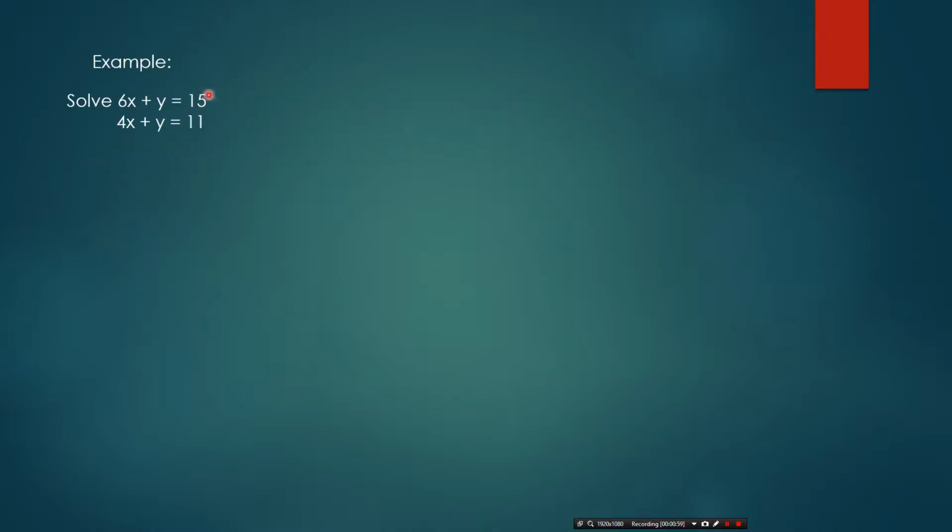So this is an example question of simultaneous equations. 6x plus y equals 15 and 4x plus y equals 11. Usually when you get a question, it'll be in a line, so it will say solve 6x plus y equals 15 and so on, and in working you should write it like this because it makes it easier.